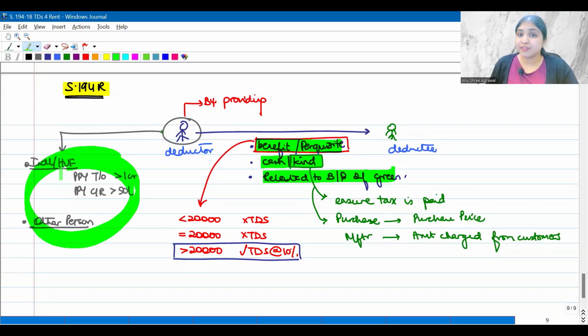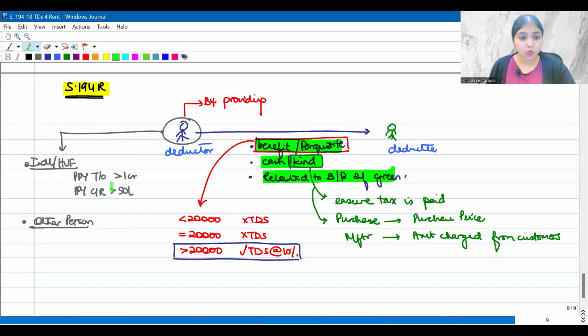Then we said 194R is an R hijack section. So therefore, you will have this criteria about preceding previous year turnover and gross receipts. Then we learned that if the benefit happens to be in kind, then the deductor will ensure that the tax is actually paid by the deductee. Only then he will release the benefit or the perquisite.